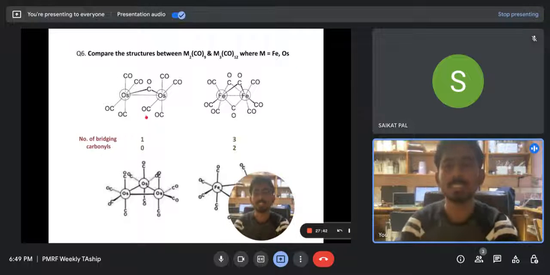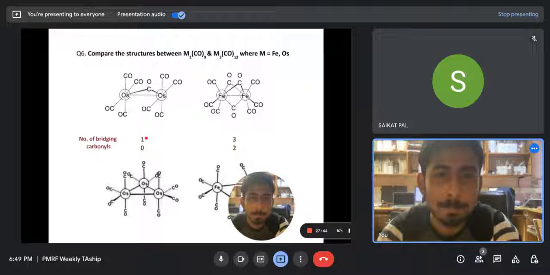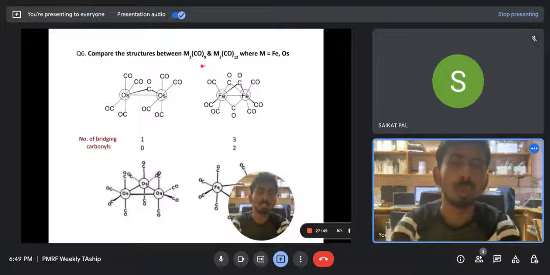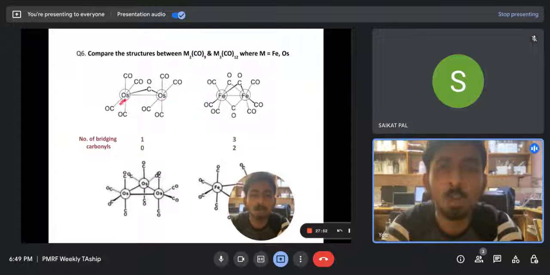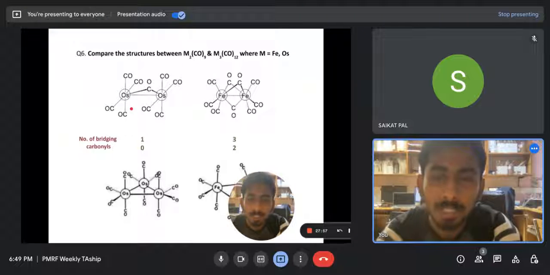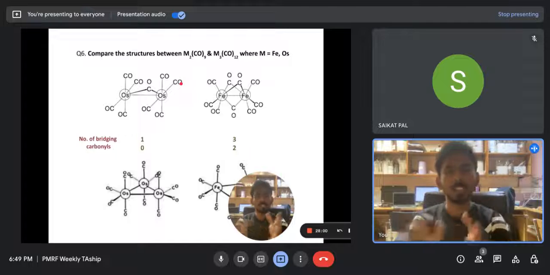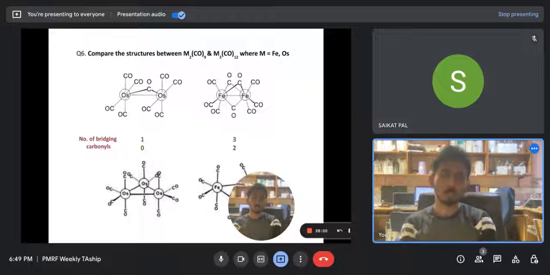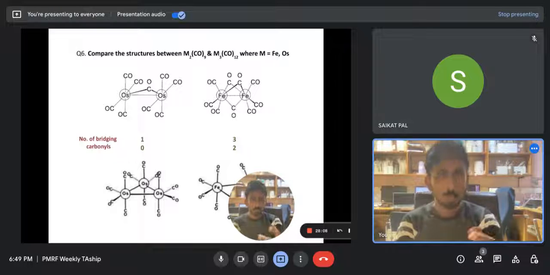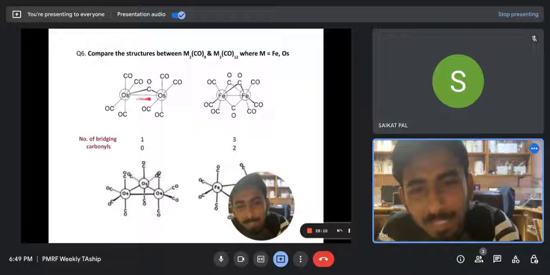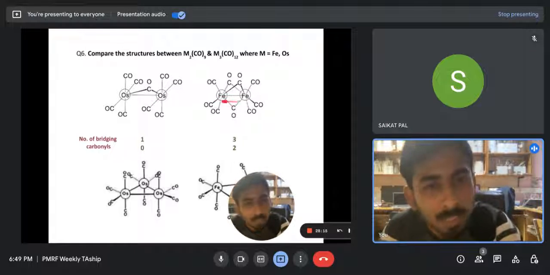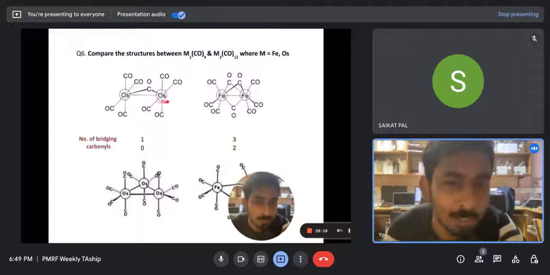Now what happens in this case? Firstly, we have to compare M2(CO)9, where M is iron and osmium. You see that in both cases there are 34 electrons. If we subtract 34 from 36, we have 2. 2 by 2 gives us 1, which counts as one metal-metal bond. So both Os2(CO)9 and Fe2(CO)9 have one metal-metal bond present.